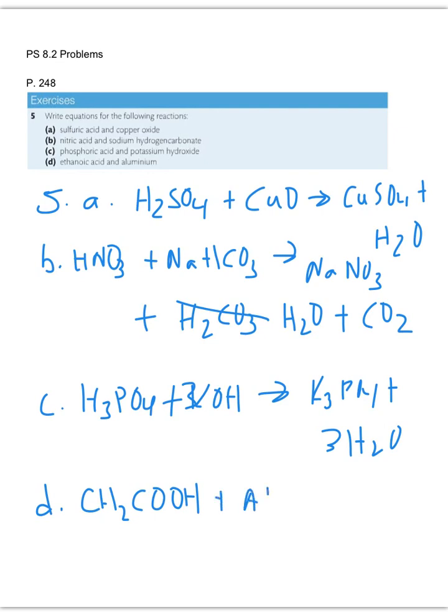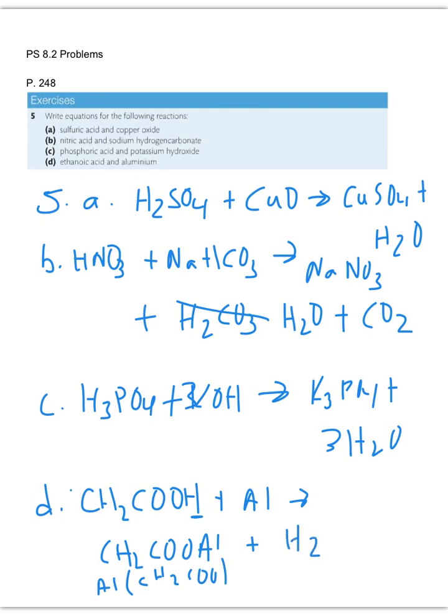And if it's reacting with aluminum, this is just a single replacement reaction, and it's this hydrogen that's being released. So I can either write CH2COOAl, or you see it also written with the Al in front and then parentheses around the CH2COO. Either one is fine, but that's going to be one product, and then my other is going to be the H2. So again, I'm going to need to do some balancing, and I actually end up with 6 of these, 2 of these, 2 of these, and 3 of the H2.